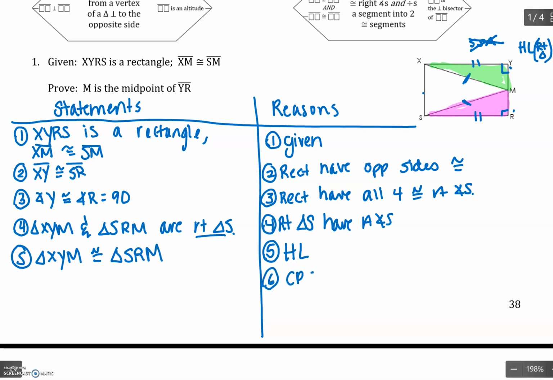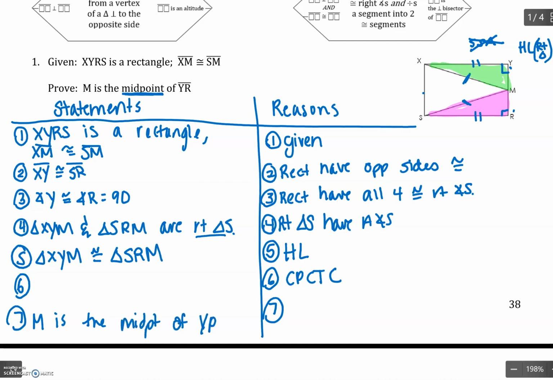Now, always after our triangles are congruent, we've been talking about CPCTC. CPCTC lets me pick a different side or angle pair to be congruent than the ones in the given. What I need to do now is plan ahead, because what I need to pick for my CPCTC is not told to me, but whatever I pick for CPCTC is going to be used to show that M is the midpoint of YR.